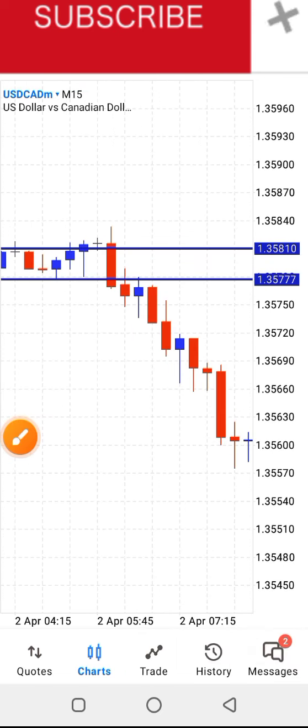Alright, so basically that's how breaker blocks work, and it's a smart money concept.